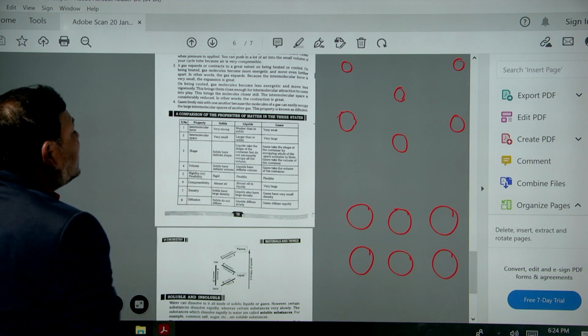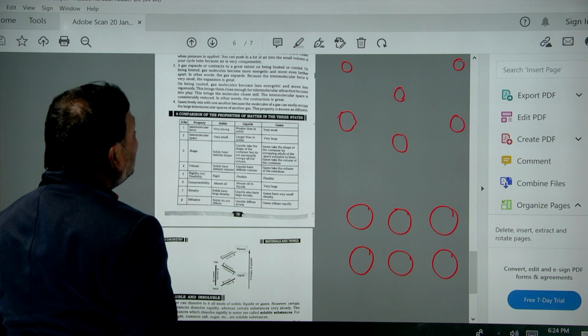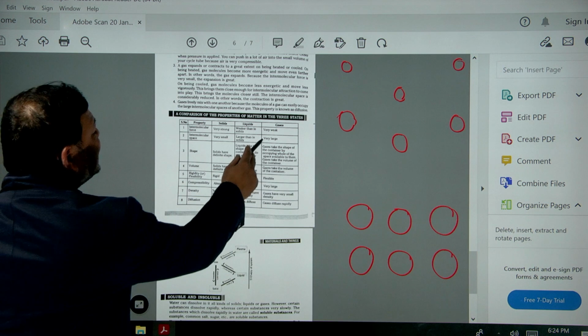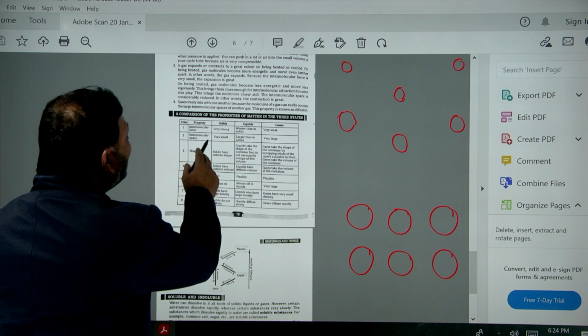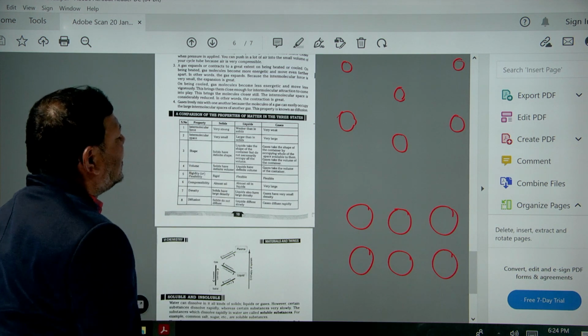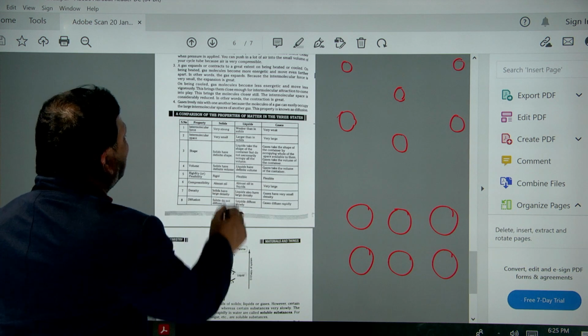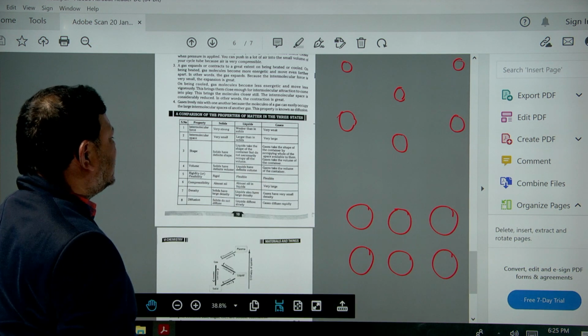Intermolecular space. In solids, the intermolecular space is very small, in liquids it is larger than in solids, and in gases it is very large. You can keep this in your mind. Intermolecular space is very small in solids, larger in liquids than in solids, and very large in gases.